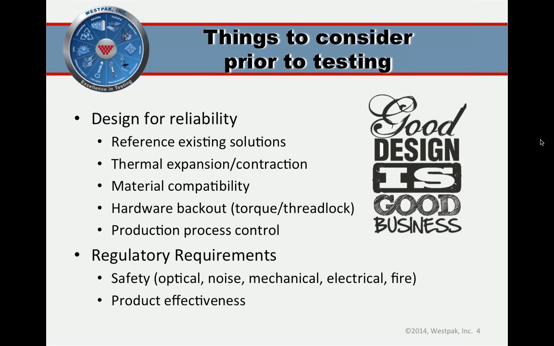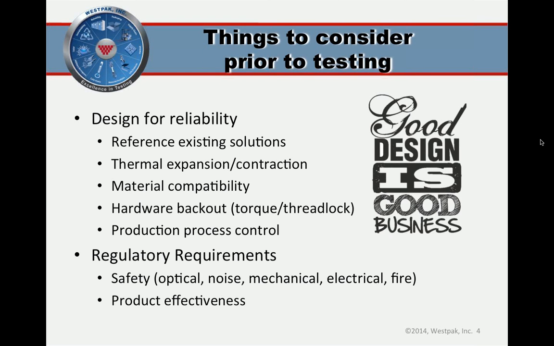Think about thermal expansion and contraction issues. Often when using dissimilar materials, so say you have a part metal and part polymeric or plastic product, the plastic's going to expand and contract a lot more with temperature than the metal, and things will come apart over time. Think about material compatibility. So we see a lot of issues with dissimilar metals.